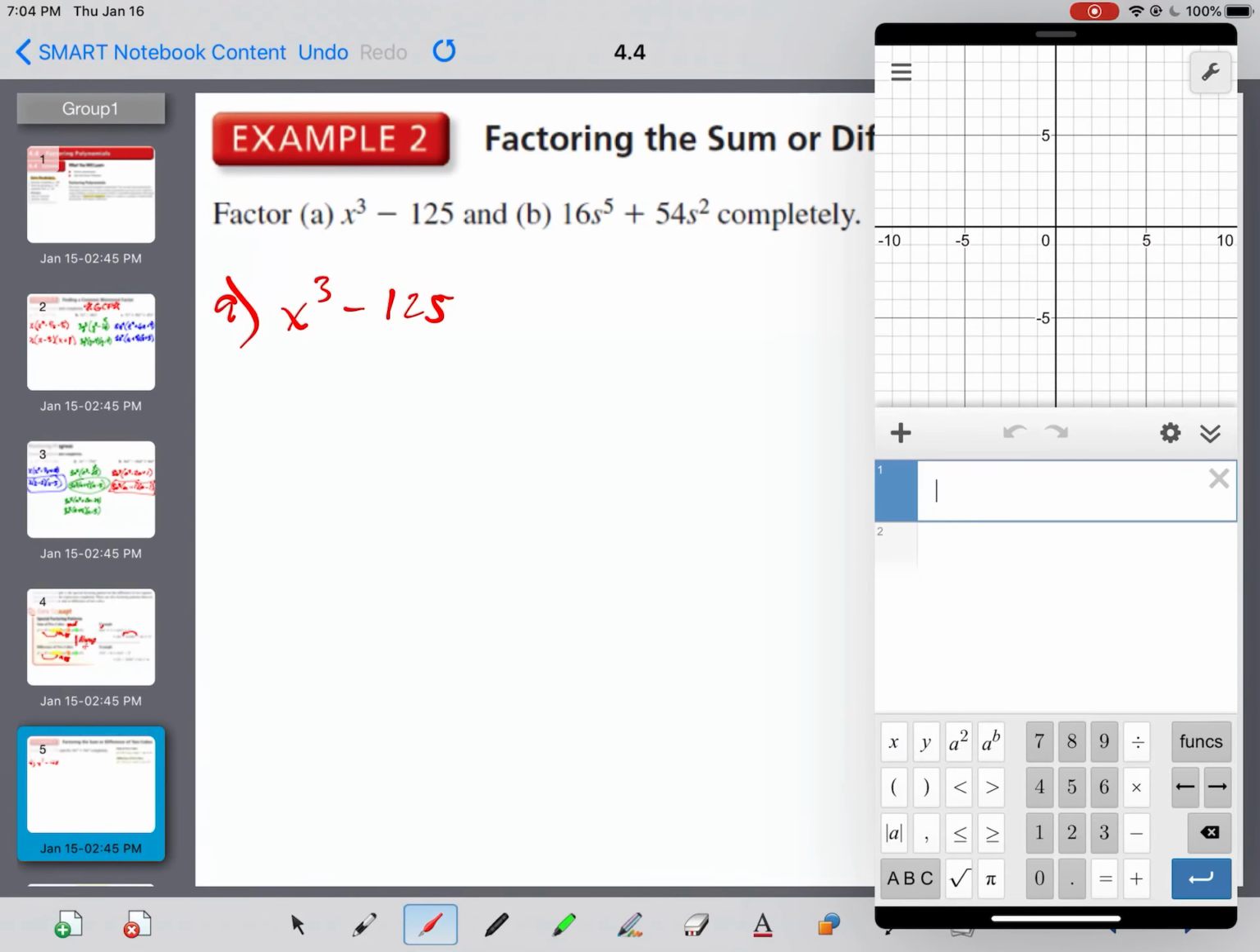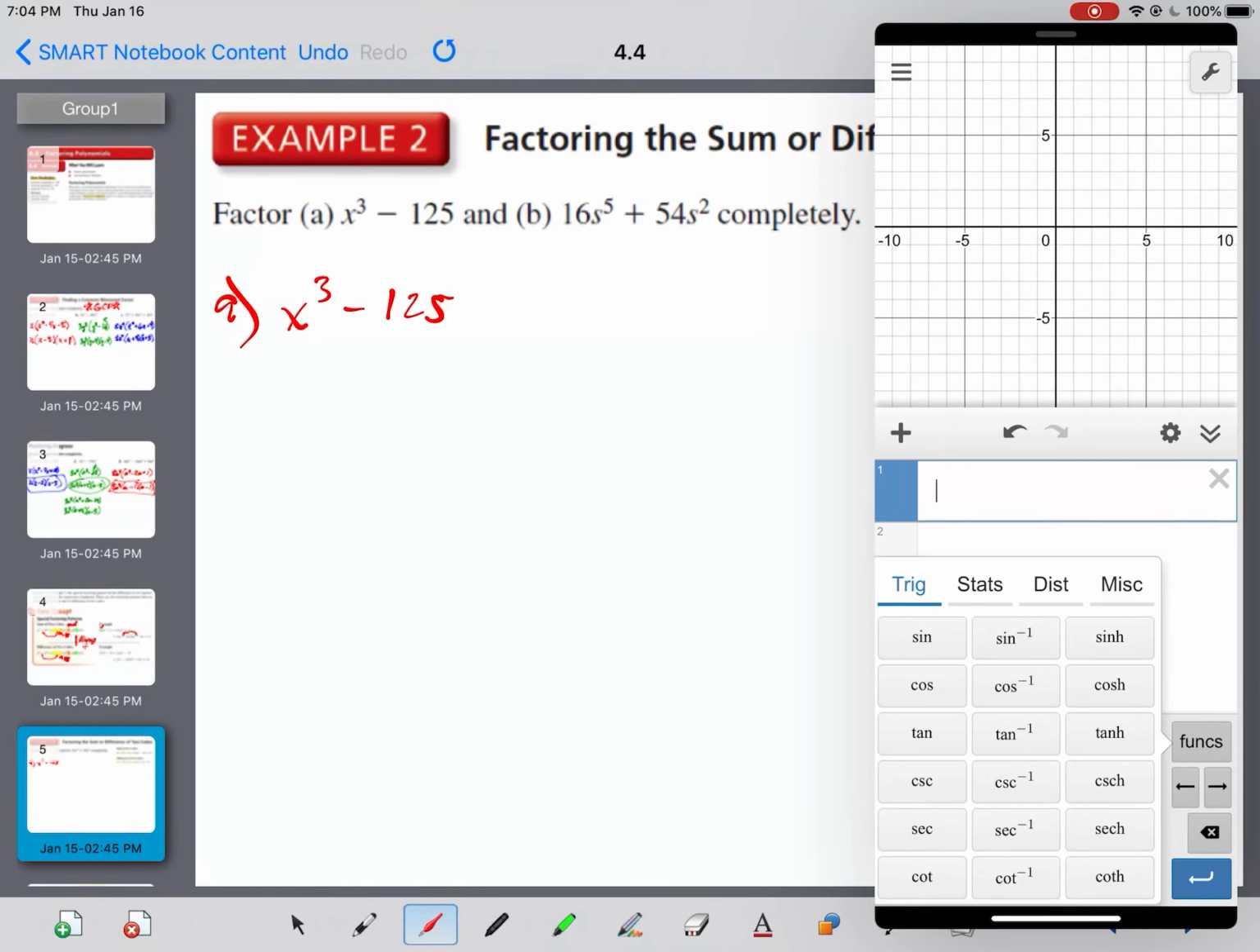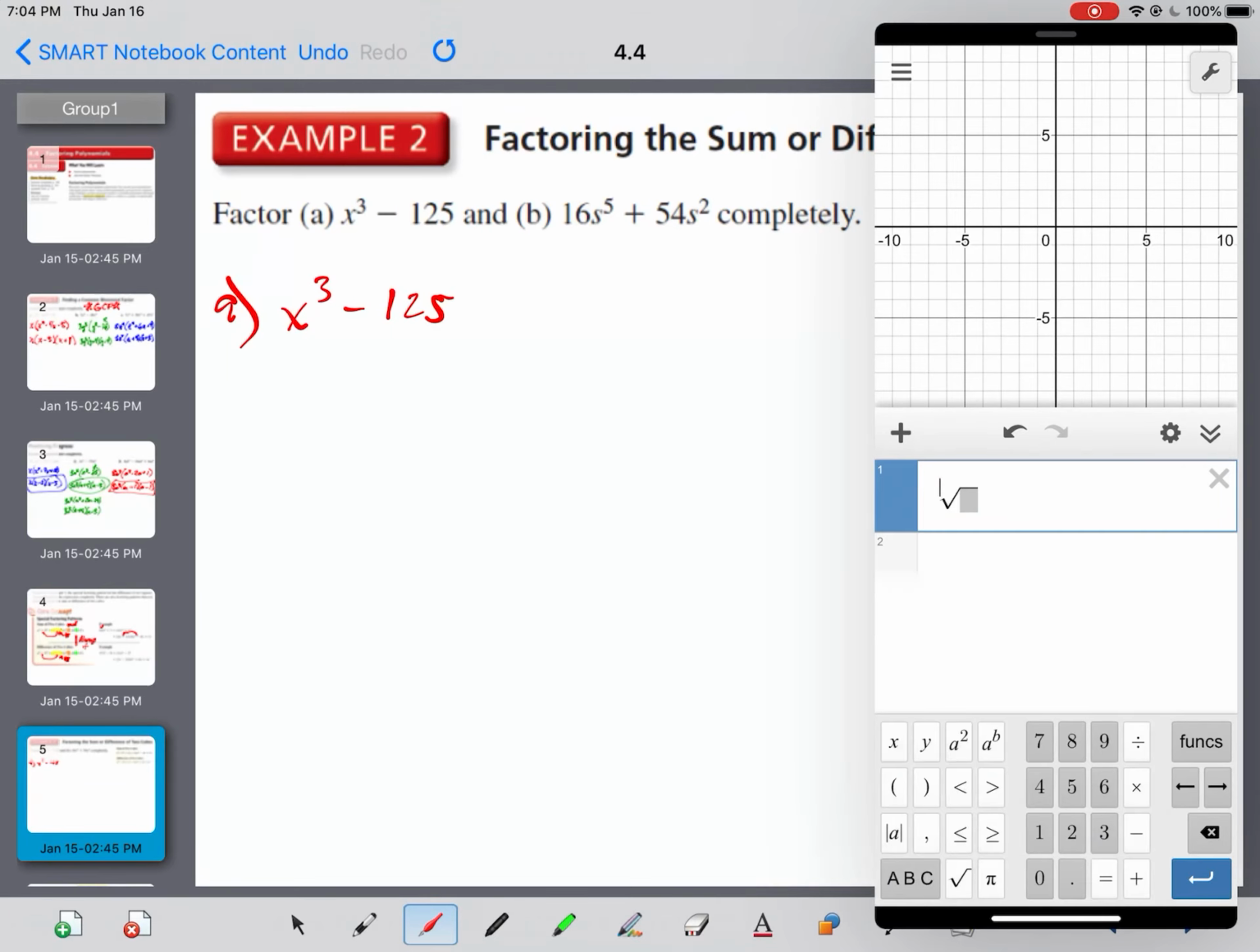Okay. And if you're not sure, grab your calculator. Okay. The root button, that one is just the square root. So we don't want that one. You have to go to the functions. If you go to the miscellaneous, there's an n root button here in the middle. And now I can do the third root of 125, which is 5. So this is basically 5 cubed.